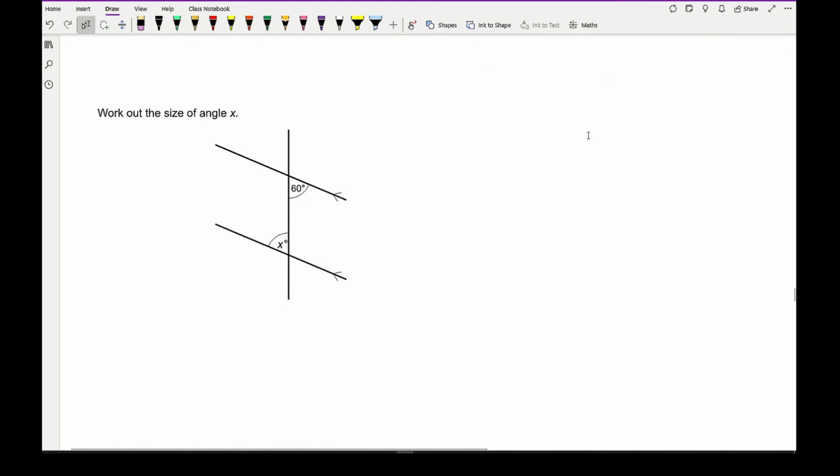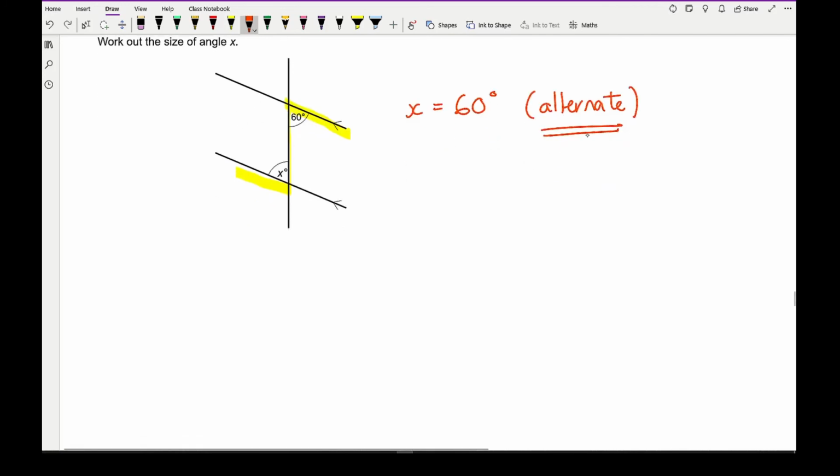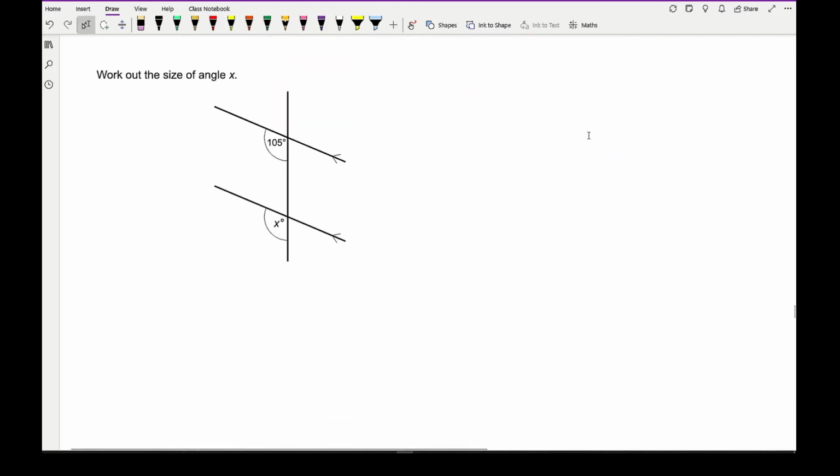So the next question here says find the angle of X. Now again, there's no explanation that we needed for this, but one thing I do notice is that it forms a Z. So angle X therefore is going to be 60 degrees. And why is it 60 degrees? Because it is alternate. Now again, you don't have to write down the reason, but it's very good practice if you can try and specify what it's in. It's also a good way of remembering what the names of the angles actually are as well.